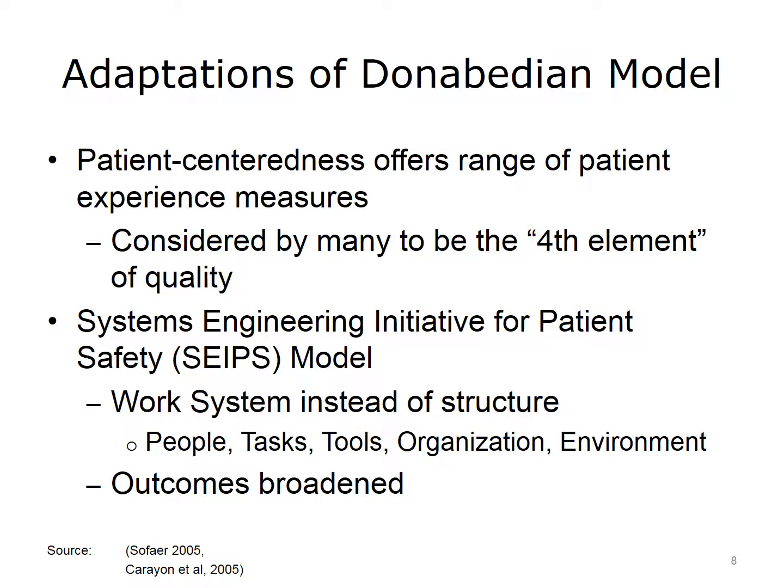Another modification of Donabedian's original formulation is known as the SEEPS model. Carayon and her associates broadened the concept of structure to include what they call the work system as a key influencer on process and ultimately outcomes. The work system includes the people, the tasks they do, the tools, such as EHRs and others that they use, as well as the organizational structure and the internal and external environment.